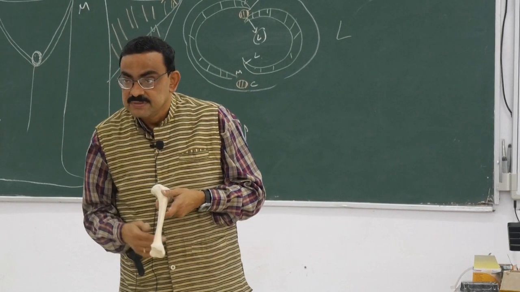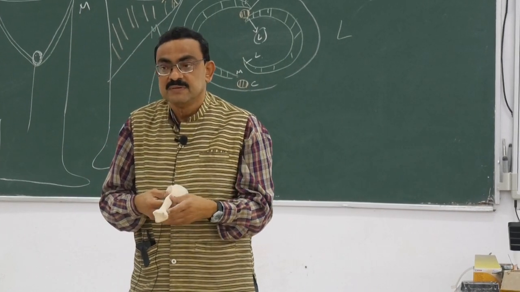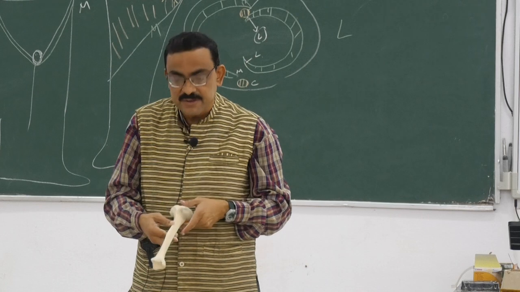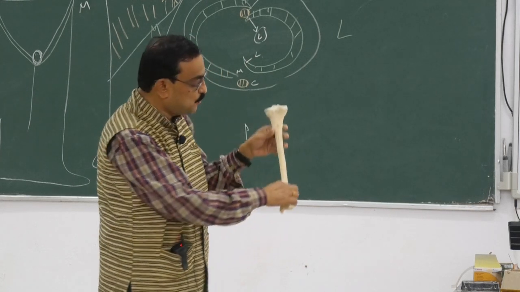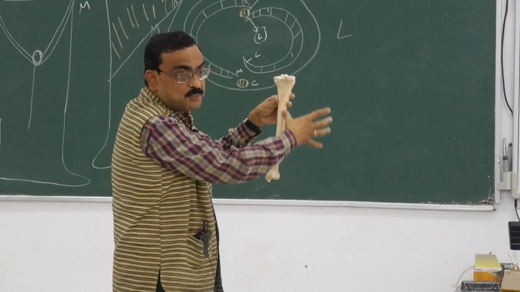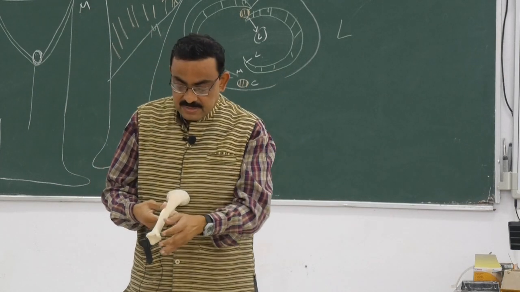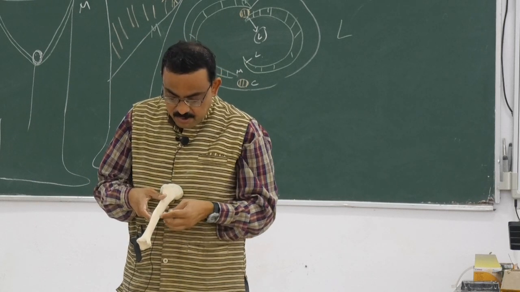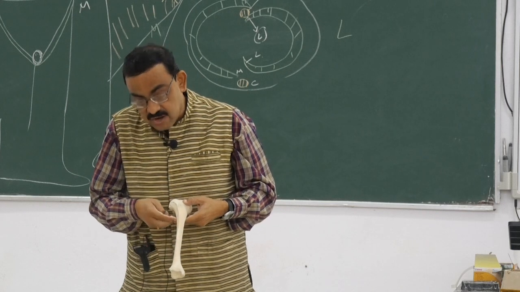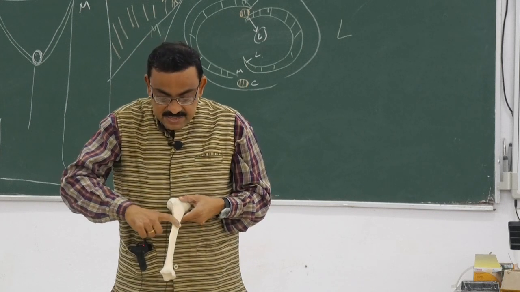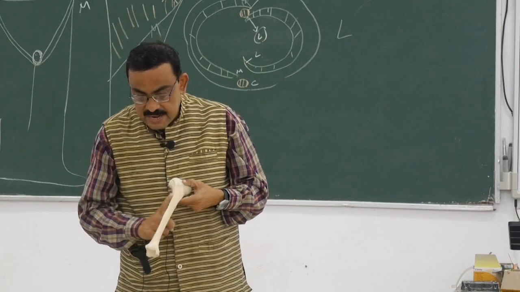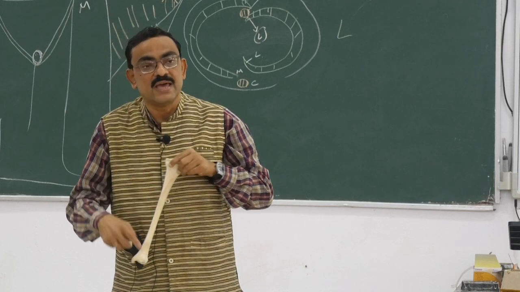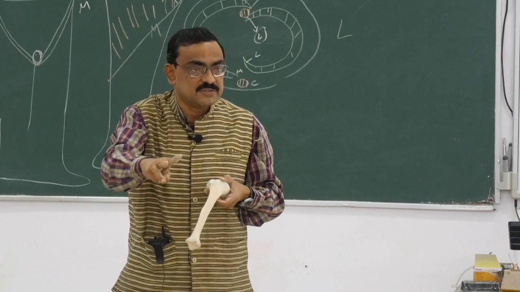So there are three borders. So in the shaft, obviously there will be three surfaces: one is the medial surface, one is the lateral surface, and posteriorly there is another surface, that is the posterior surface. So again I am repeating, this is the anterior border, this is the medial border, and this is the interosseous or lateral border. Similarly, this is the medial surface, this is the lateral surface, and behind this is the posterior surface. So there are three borders and three surfaces.